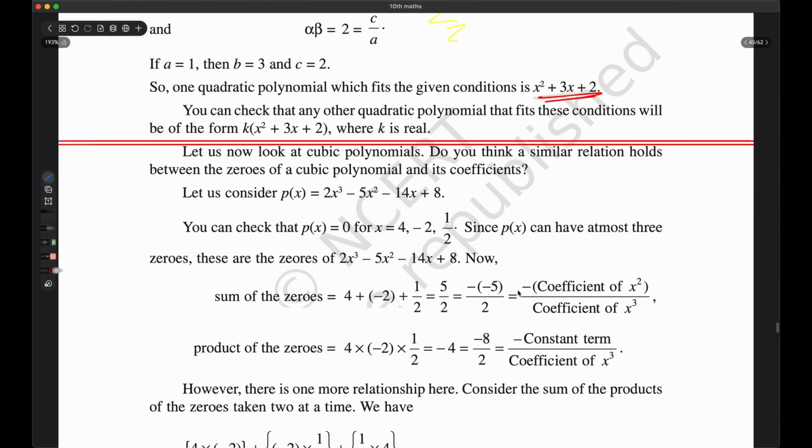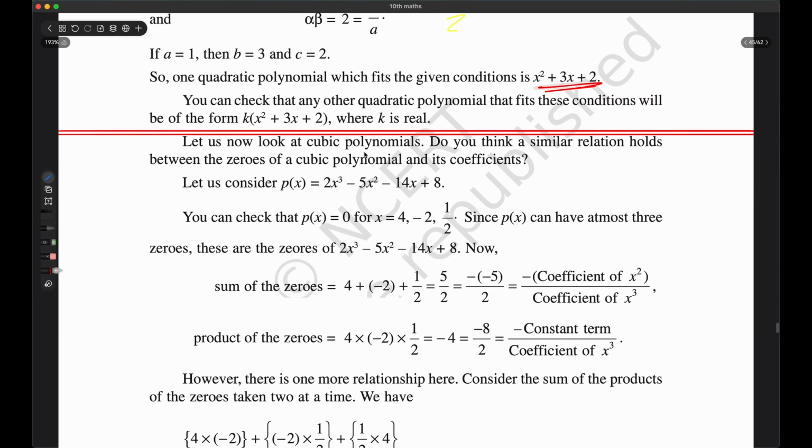In the next lecture, we will discuss the relationship between zeros and coefficients of cubic polynomial.